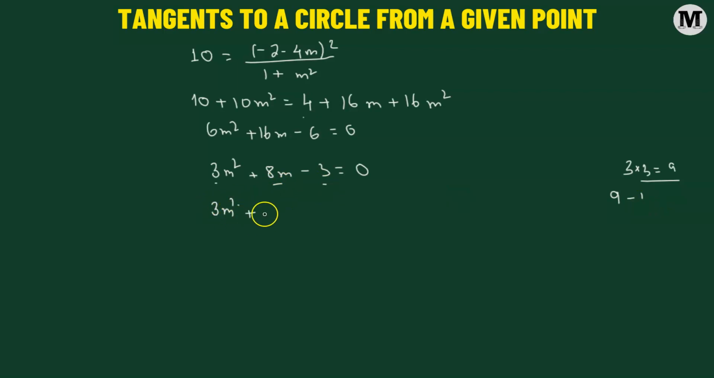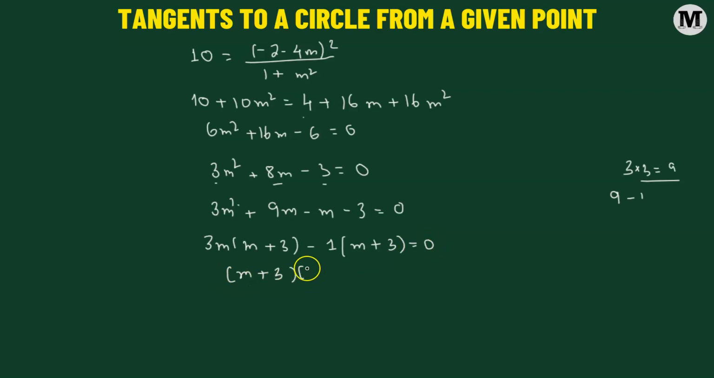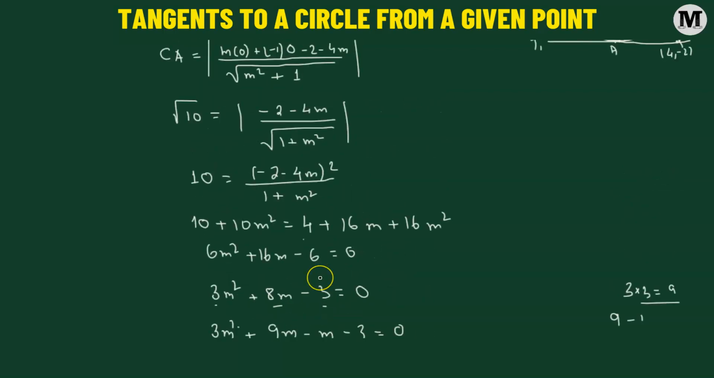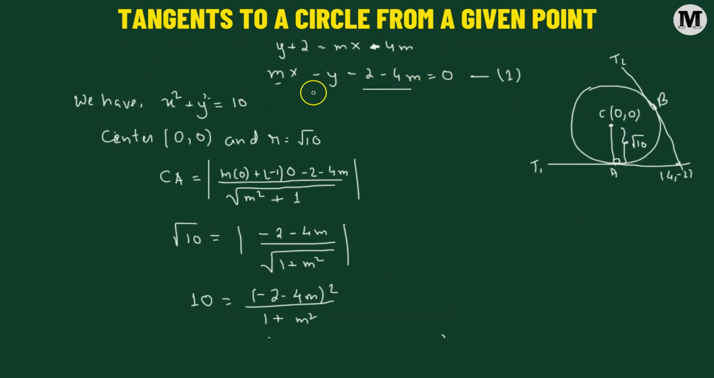We get 3m² + 9m - m - 3 = 0. We take 3m as the common factor from the first and second terms, so we have 3m(m + 3). Then we take -1 as the common factor, so -1 is multiplied by (m + 3), and that equals 0. This gives us (m + 3)(3m - 1) = 0. So we get two values of m: 1/3 or -3. Now that we have the two values of m, we can substitute them back in equation number 1 to get the equations of the two tangents.